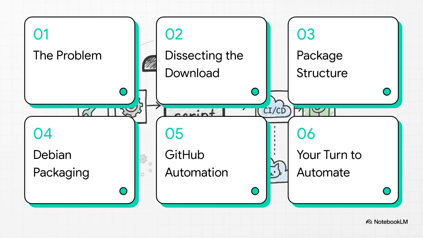So here's our game plan for today. We're going to start with the why, the problem this script is actually solving. Then we'll get our hands dirty and break down the download and the packaging process, piece by piece. And finally, we'll see how to put this whole thing on autopilot using GitHub and start thinking about how you can use these exact same tricks.